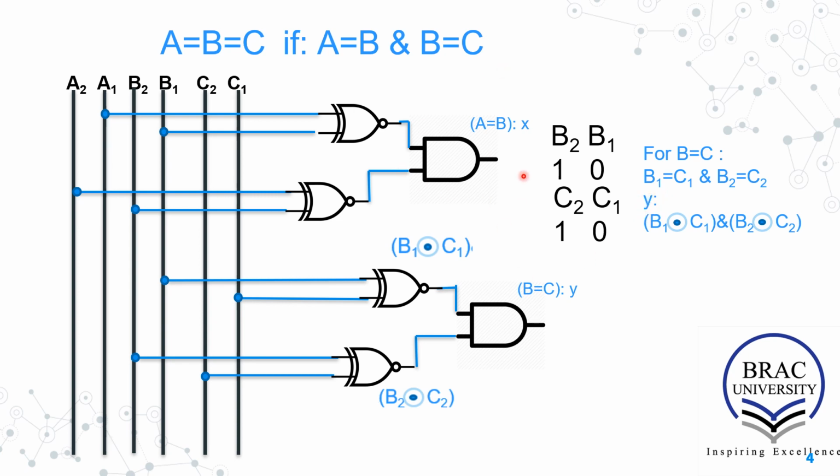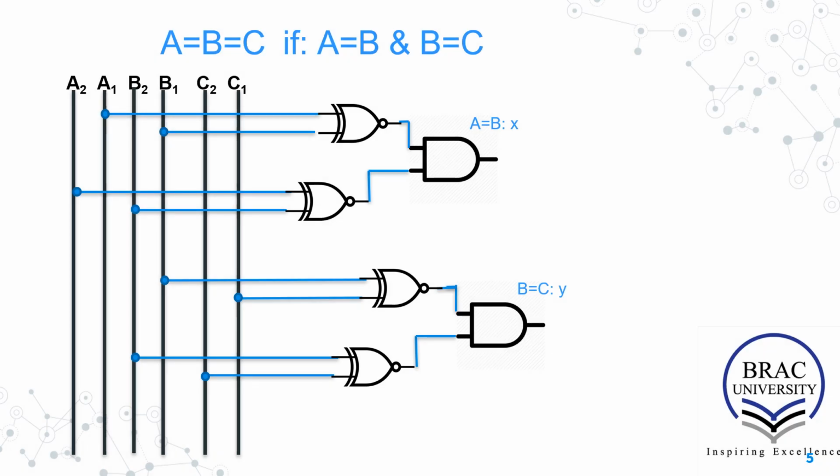So this part will check whether A is equal to B, and this part will check whether B is equal to C. And finally, we will have to AND these two outputs to check whether these three numbers are equal or not. So finally, we will AND these two outputs. So the final output is Z, which is equal to X into Y. And if Z is 1, this will mean that A equals B equals C.